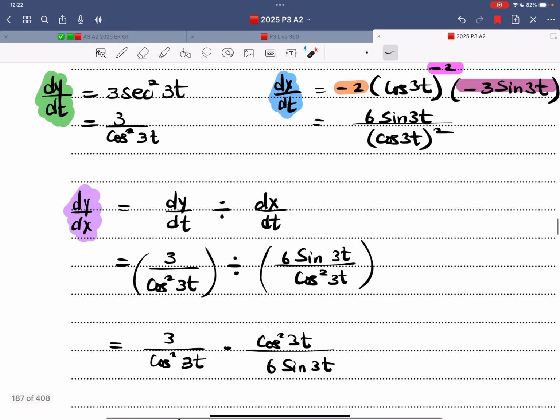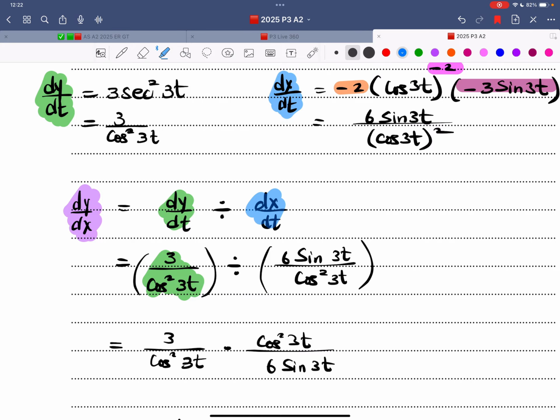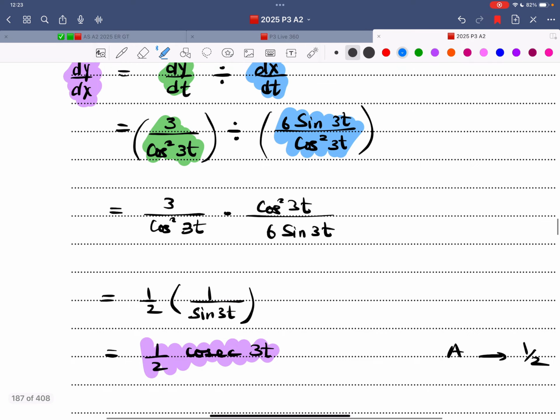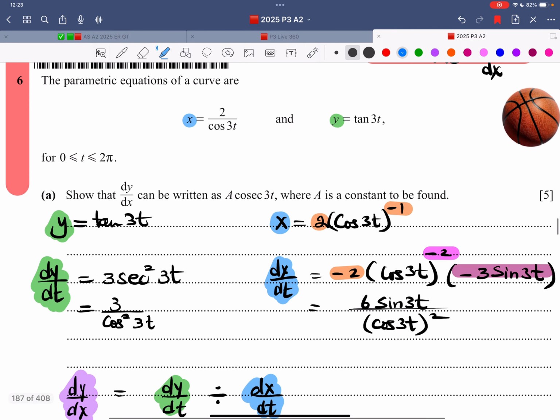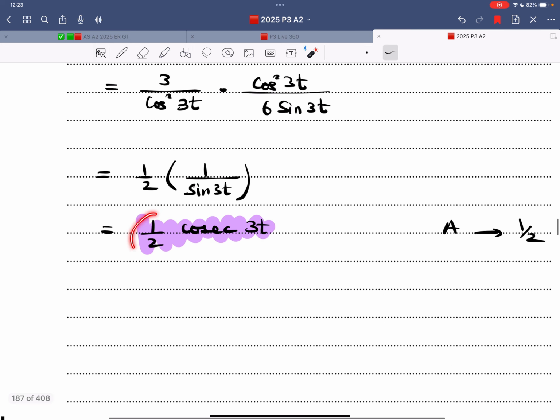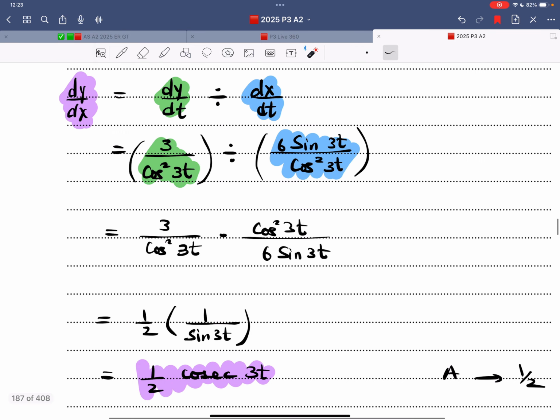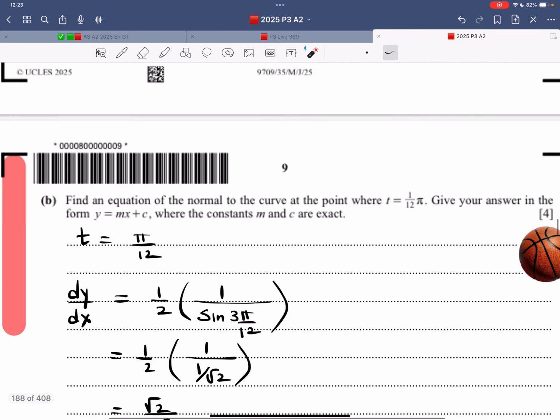So dy by dt is at the top, and dx by dt is at the bottom. You simplify, you cancel out things, you get this answer. They were saying that the answer will come out in the form a cosec 3t. This is half cosec 3t. So what's the value of a? Half. This is done. Is it part A? Yes.